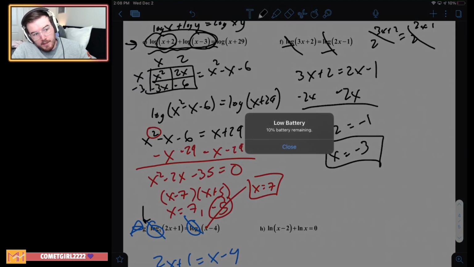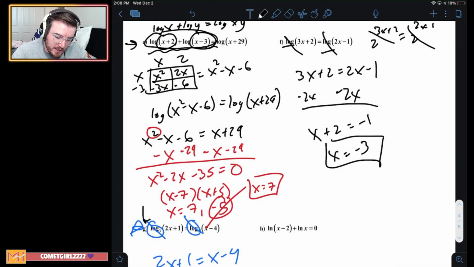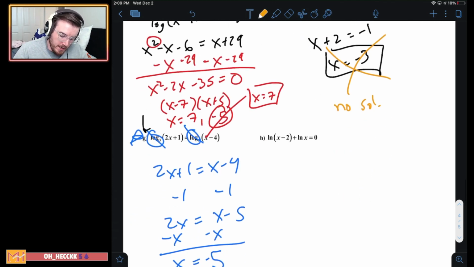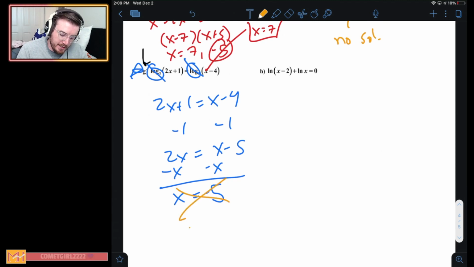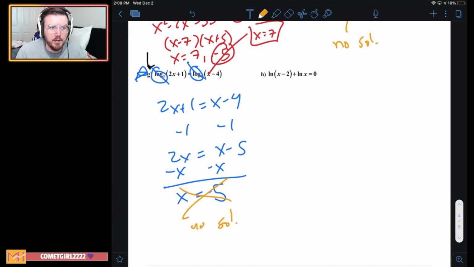But I mean, I told you, right? Anytime you see a negative, you got to be on high alert. You plug that in up here. 3 times negative 3 is negative 9. Negative 9 plus 2 is negative 7. No solution. Right? And this one down here was no solution. I forgot to say that. Or I forgot to write that. I said it was extraneous, but I forgot to write no solution.